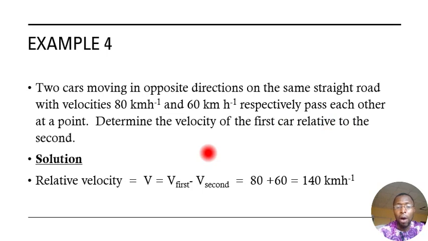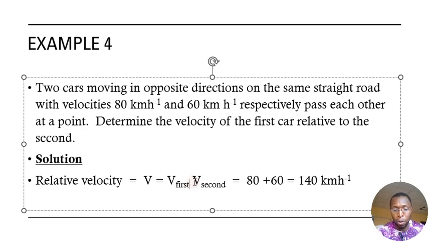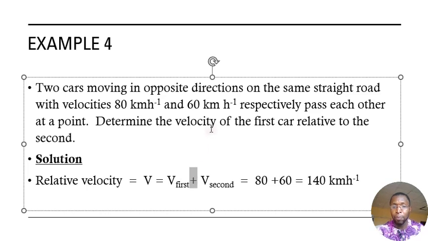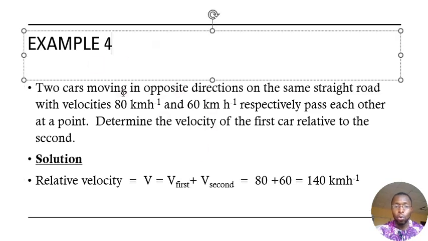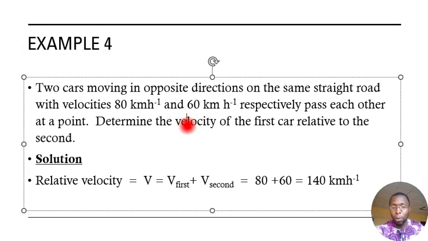All right. Now remember that the two cars are moving in opposite direction. So whenever two cars or two objects are moving in opposite direction, to find the relative velocity, all you need to do is to add up. Oh, there's an error here. It ought to be a plus sign. So when they move in opposite direction, you add up to get the relative velocity.